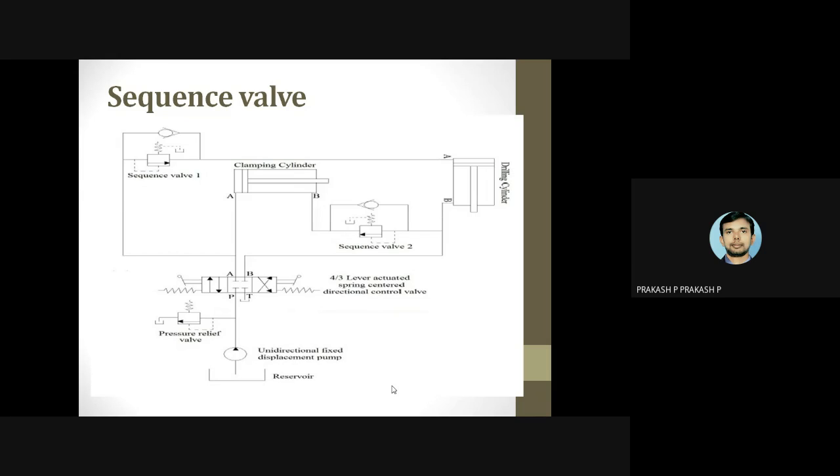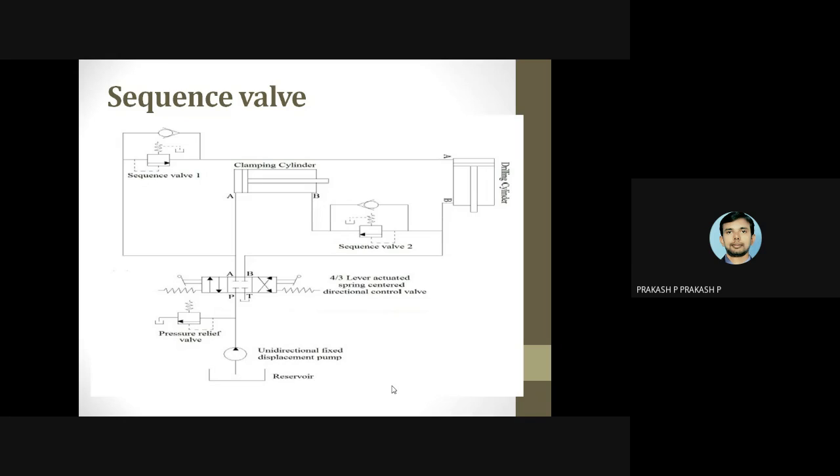So now the fluid flow will happen for how the drilling cylinder will be retracted and how the clamping cylinder will be retracted. At the time the fluid flows from P to B, the flow goes through sequence valve 2, not through the check valve, because the check valve allows only one direction of fluid. So now the fluid flows through check valve 2, and the clamping cylinder will be retracted. At that time, whatever oil is at the head portion of the cylinder is directly sent into the tank.